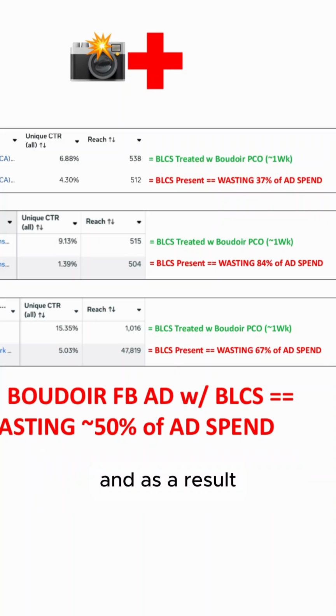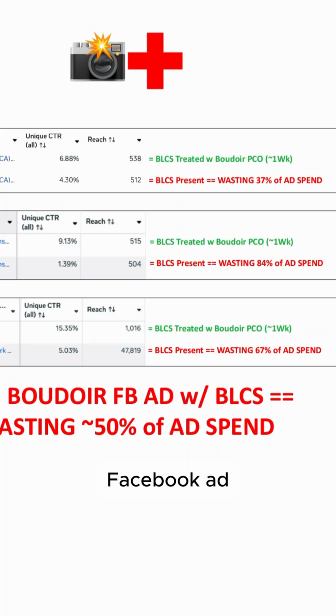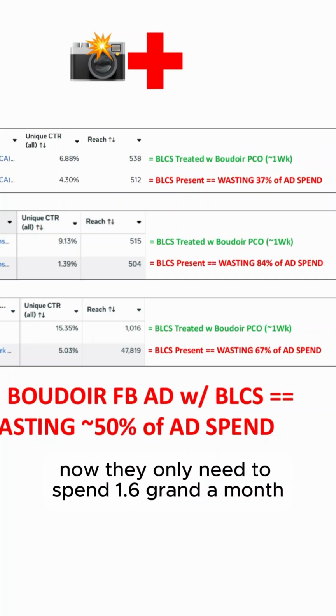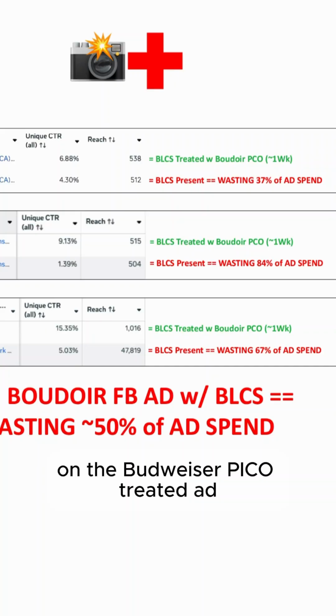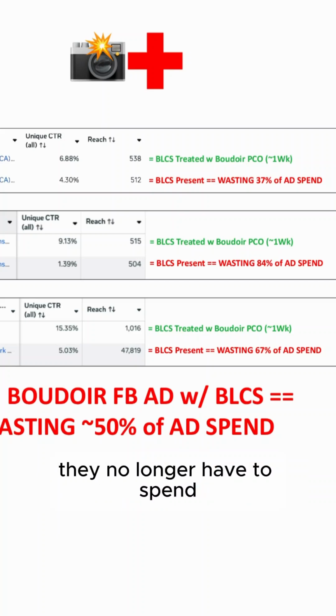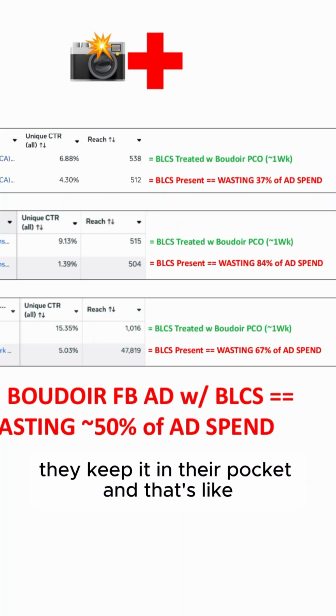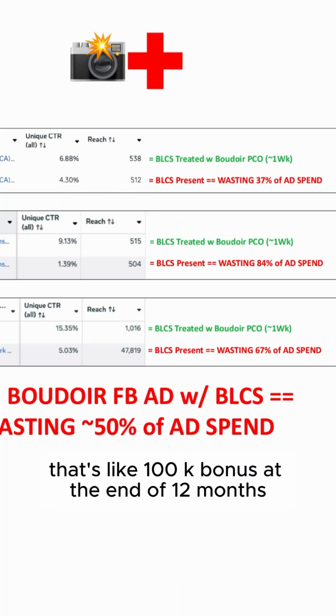If they're spending 10 grand a month on the original Boudoir Facebook ad, now they only need to spend 1.6 grand a month on the Boudoir Pico treated ad to get the ad into the same number of women's brains. So $8,400 a month they no longer have to spend, take it out of their budget. They keep it in their pocket. And every single month, that's like a 100K bonus at the end of 12 months.